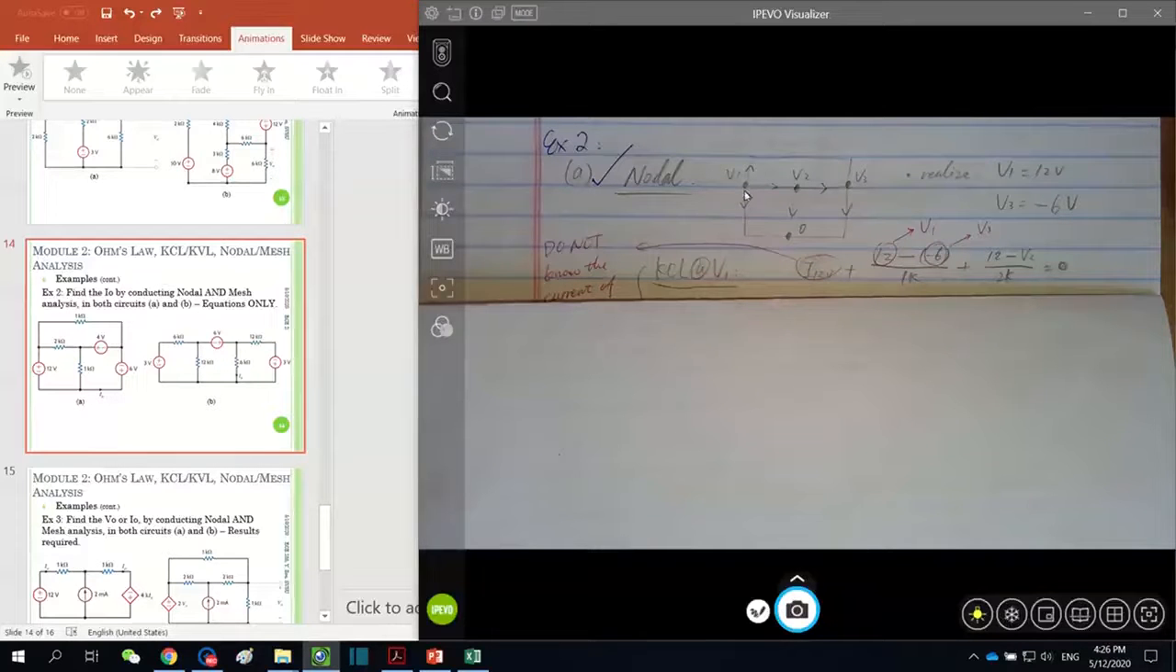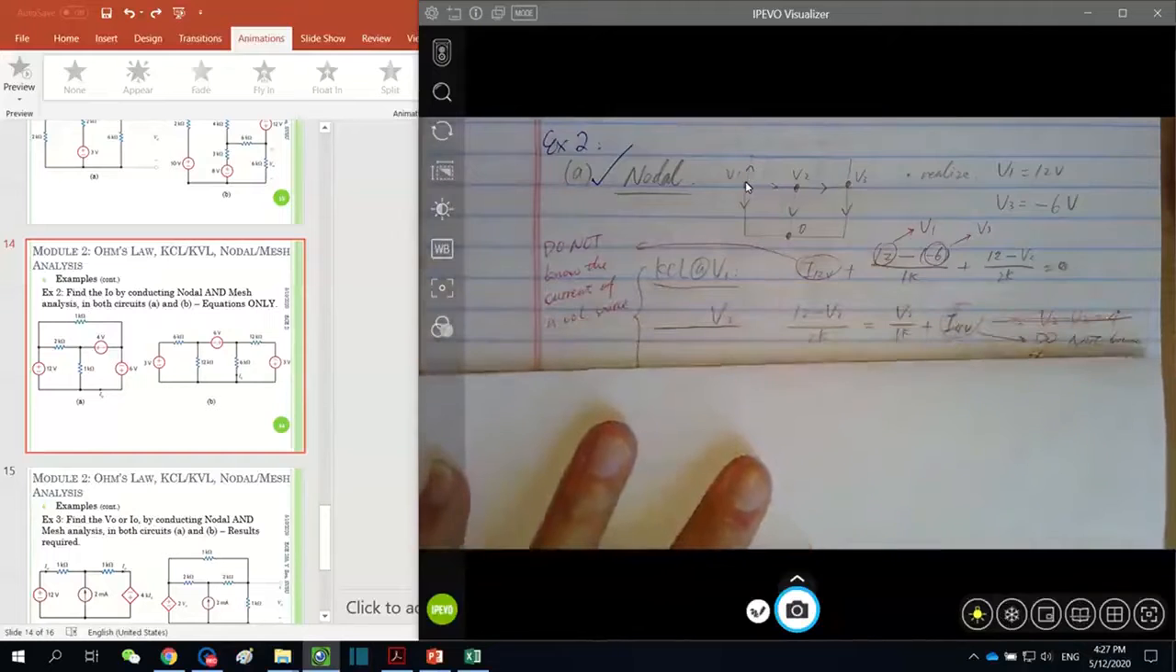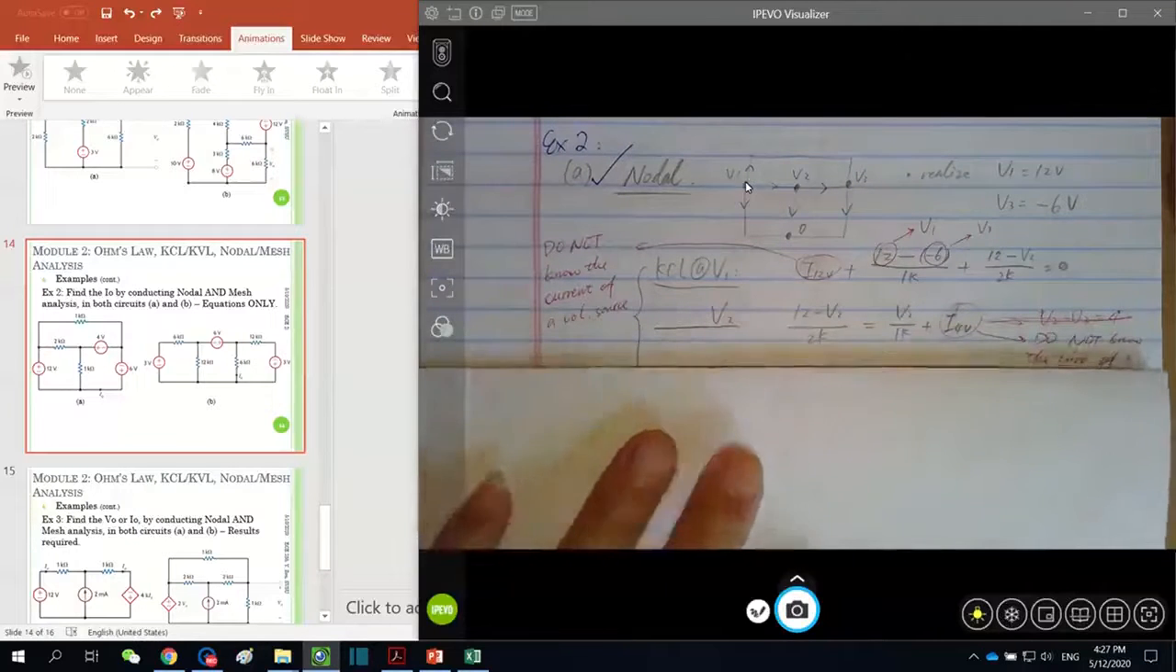So this current is leaving node 1, plus this current here, also leaving the node. We are using V1 minus V3, which is 12 minus -6, divided by the 1 kilo ohm resistance in the middle, plus the last current, which flows from V1 towards V2. So that is 12 minus V2, divided by the 2 kilo ohm resistance here. The sum of them equals 0. That is the KCL at node 1.